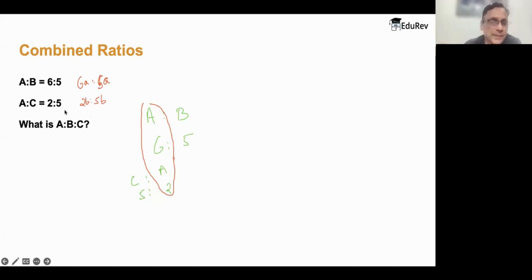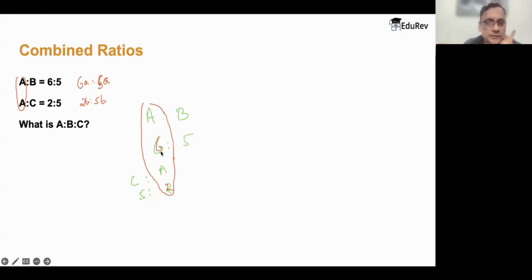You combine them by making the common term same. Whatever is common, that should become same. So here you see this is 6 and this is 2. Now you can make them same by taking A as the product of both, so I can make it 6 into 2. Or you can make them same by taking the LCM of 6 and 2. So the LCM of 6 and 2 is 6, right?